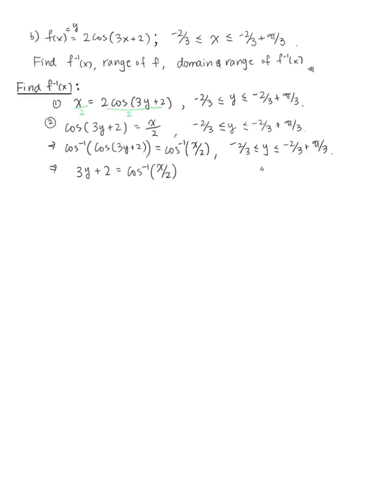All right, so now how do I solve for y? Minus 2. Then we're going to get 3y equals cosine inverse of x over 2 and then minus 2. And then finally dividing by 3, we're going to get y equals cosine inverse of x over 2 minus 2, whole thing divided by 3. Now since we're able to solve for y in terms of x, this function y becomes our f inverse of x.